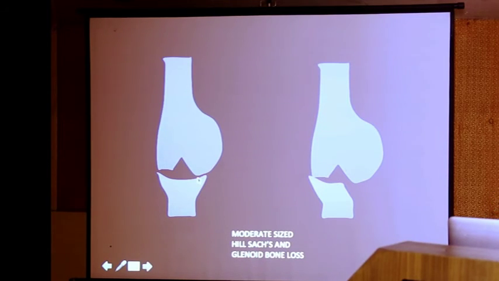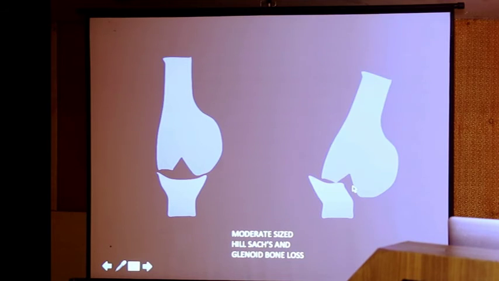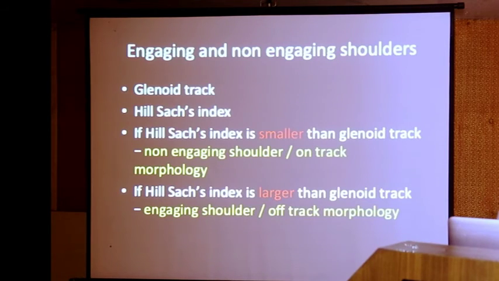Here the patient has a Hill-Sachs with no glenoid bone loss. This patient has a slightly larger Hill-Sachs and a small amount of glenoid bone loss. But when you add both of these together, there is a possibility that it will engage. So this is the concept of bipolar bone loss, where both are not looked at individually, but the defects are put together and then we make a judgment whether it will engage or not.